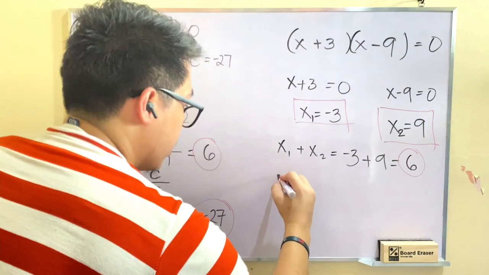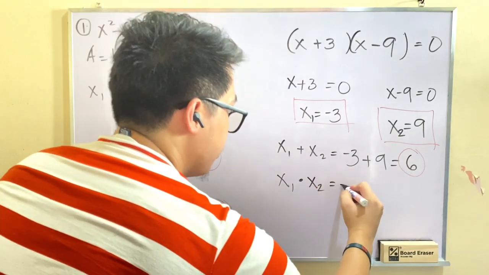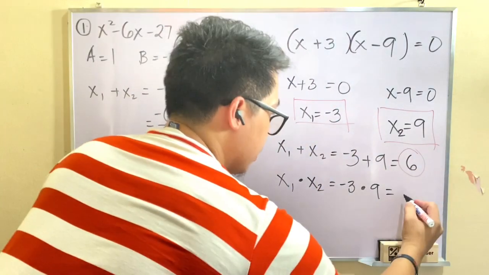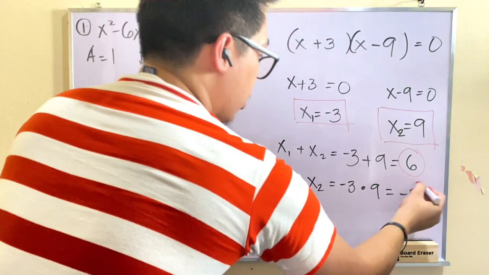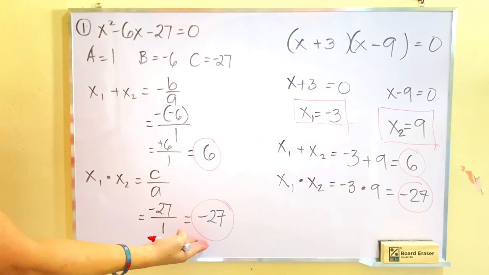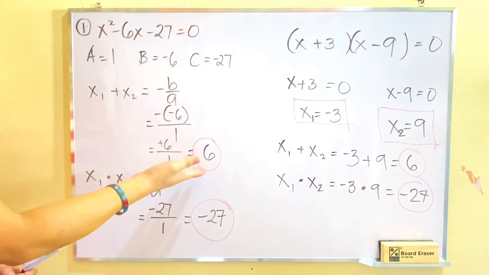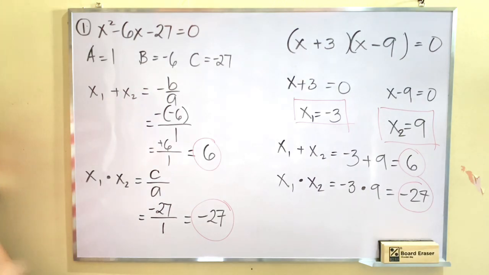Next, x sub 1 times x sub 2, which is negative 3 times 9 is equal to, simpleng-simple, negative 27. Which is, yun yung nakuha nating product ng roots using the formula c divided by a. Ibig sabihin, tama yung nakuha nating sum and product of the roots of the given quadratic equation.